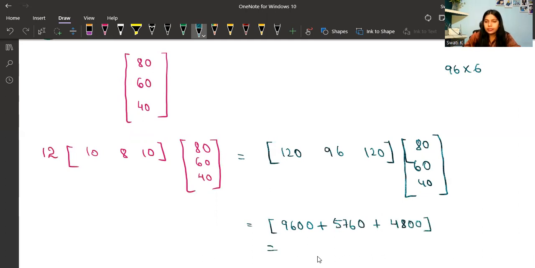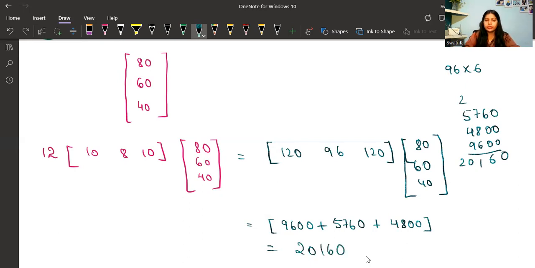If you add these, 5760, 4800, and 9600: 0, 6. Then 8 plus 7 is 15, plus 6, carry 1. And then 5 plus 4 is 9, 9 plus 9 is 18, 18 plus 2 is 20. So it is 20160. Therefore, the total amount received by selling all the books is simply 20,160 rupees. That's the answer.